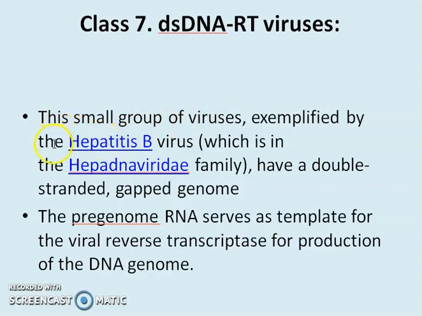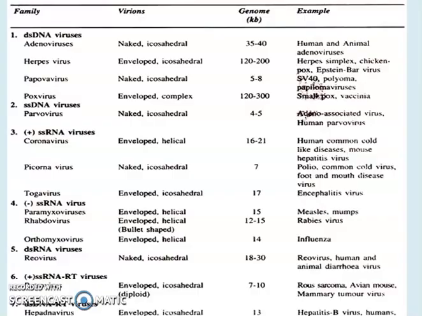An example of this category is the hepatitis viruses, that is, the Hepadnaviridae family. So this is the last class of animal viruses based on the Baltimore system of classification.